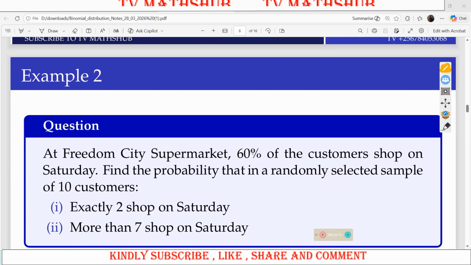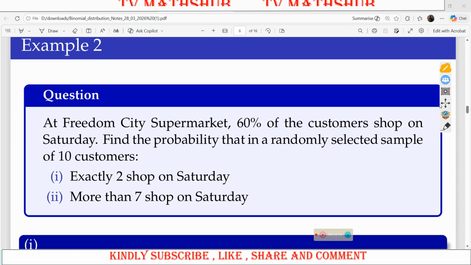Example number 2. It says at Freedom City Supermarket, 60% of the customers shop on Saturday. Find the probability that in a randomly selected sample of 10 customers, one, exactly 2 shop on Saturday, two, more than 7 shop on Saturday. So looking at this, you realize that you are told that 60% of customers shop on Saturday. So it means your P, because you were asked to get the probability that in a selected sample of 10 customers exactly 2 shop on Saturday, the probability of success is 0.6, or the 60%.